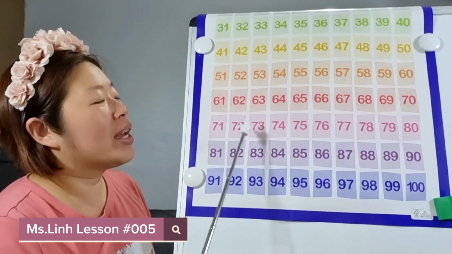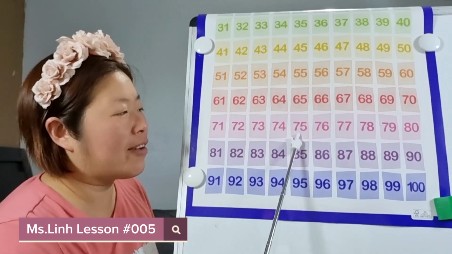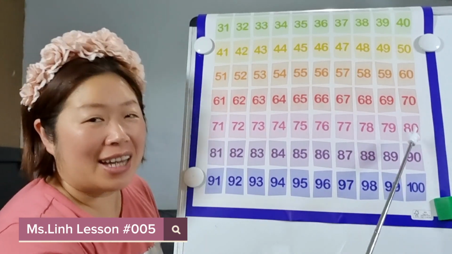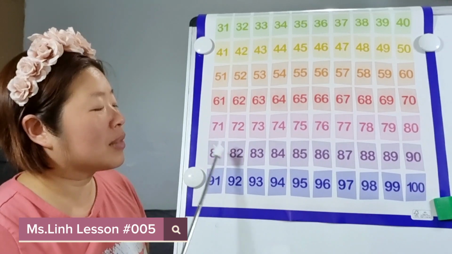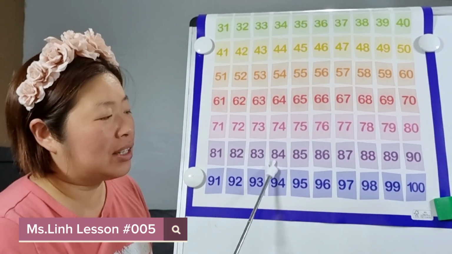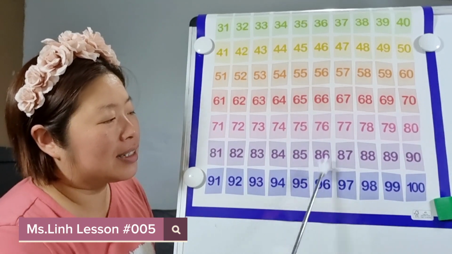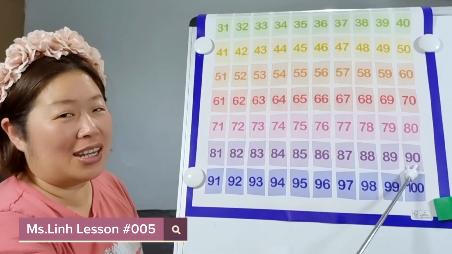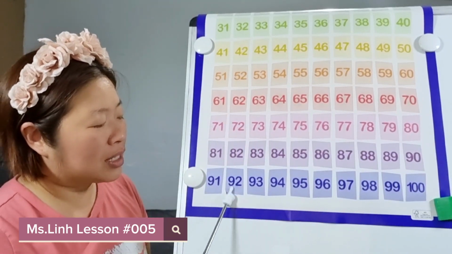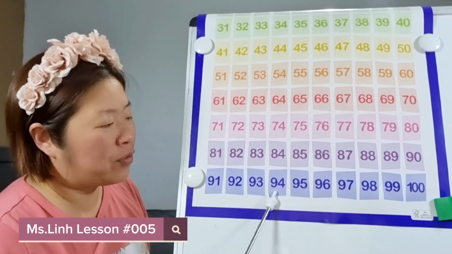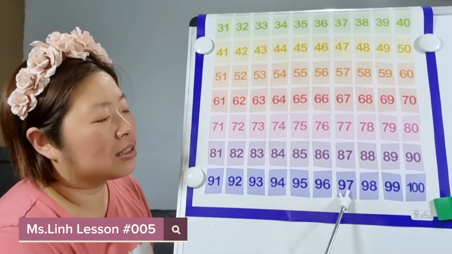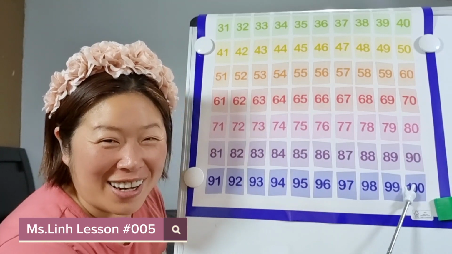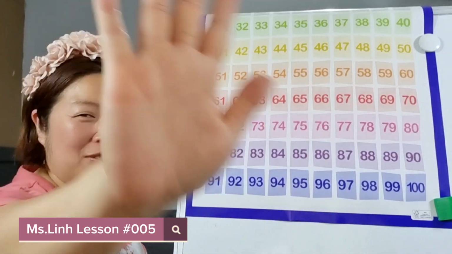71, 72, 73, 74, 75, 76, 77, 78, 79, 80, 81, 82, 83, 84, 85, 86, 87, 88, 89, 90. Good job. 91, 92, 93, 94, 95, 96, 97, 98, 99, and 100. Very, very good. Give me a high five.